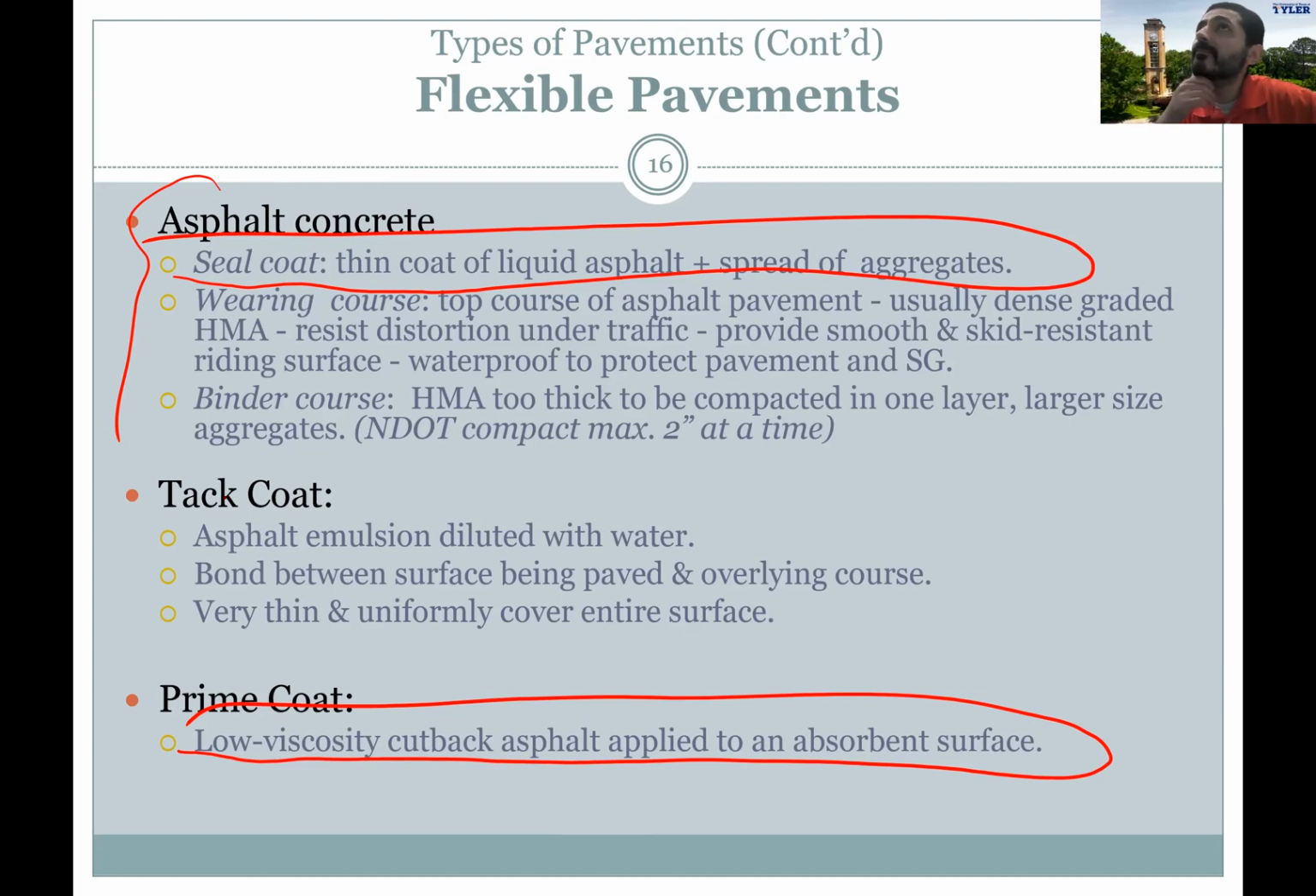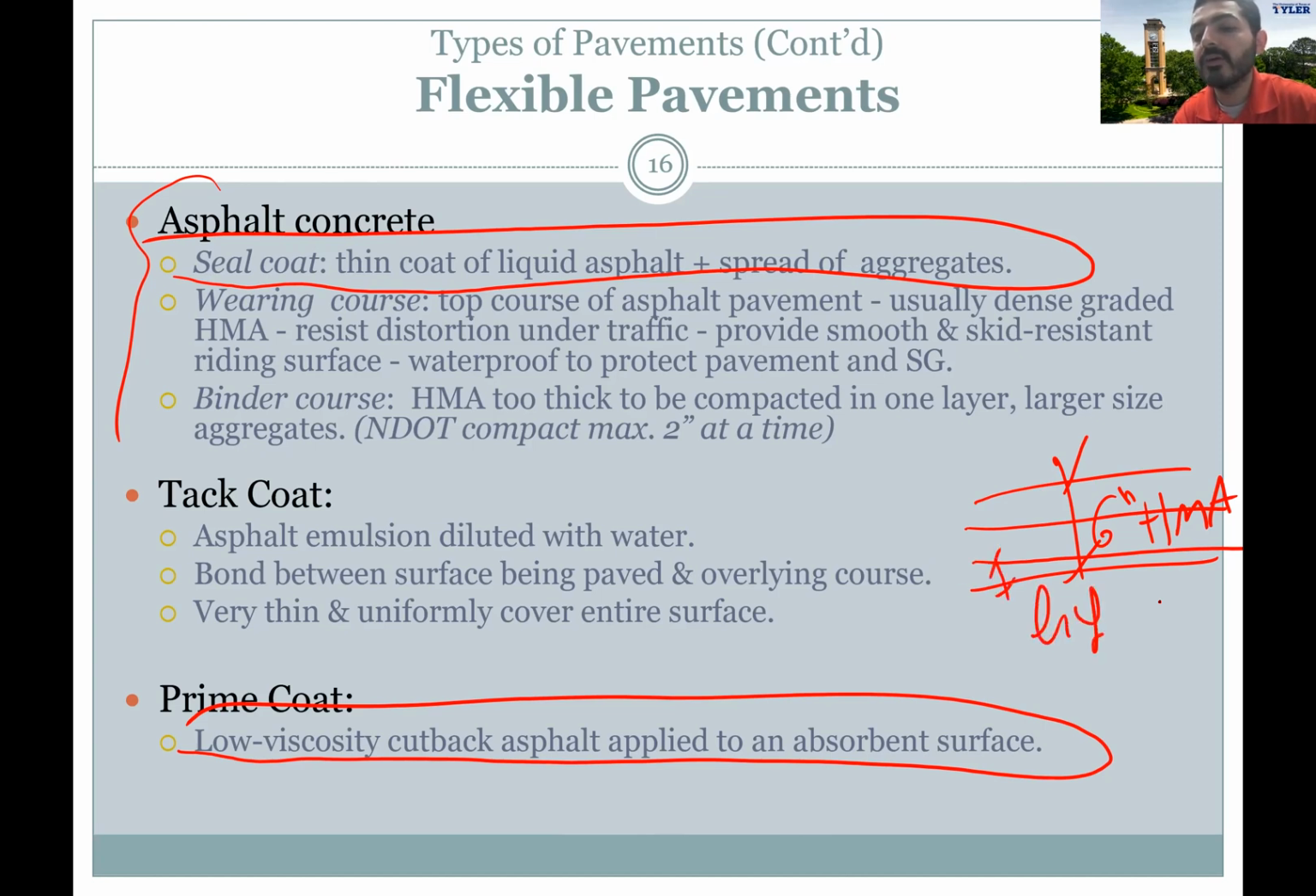The thing is, most state DOTs don't allow you to pave a hot mix asphalt layer of more than 2 inches. So if the pavement designer comes to you and says, well, I need a 6 inch overlay, or I need a 6 inch hot mix asphalt, you cannot construct this layer all at once in the field. You have to do it as three lifts. That's what we like to call lifts. So each lift is 2 inches.